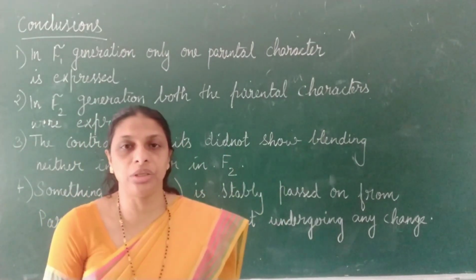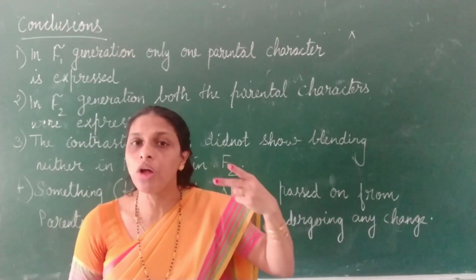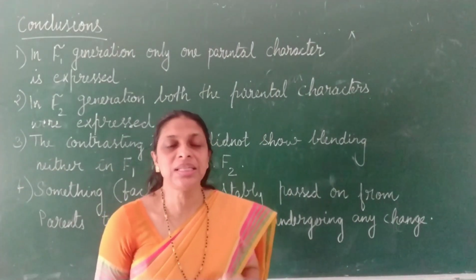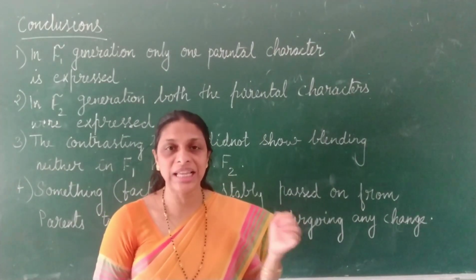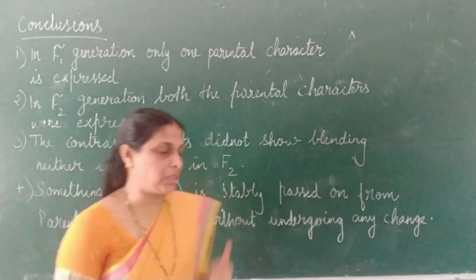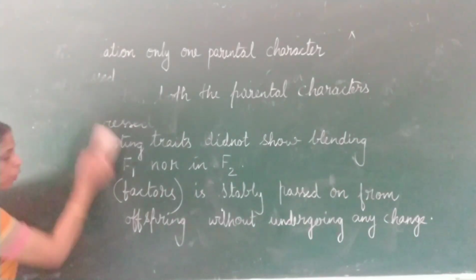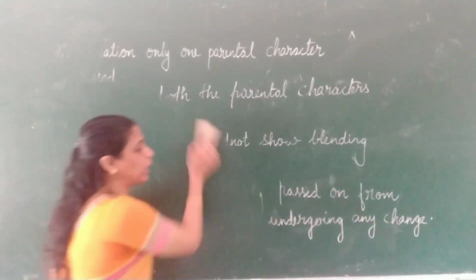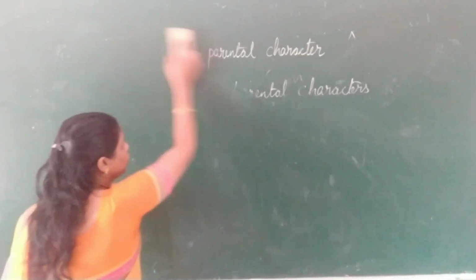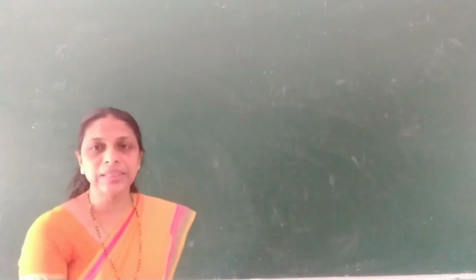From these conclusions, Mendel derived or proposed 2 important laws of inheritance. The first one, law of dominance, and the second one, law of segregation, also called as law of purity of gametes. So let's see those laws. So the first law is law of dominance. From the word itself, it's very clear. Now you must have understood what is dominance. Right. So dominant gene is the one which is expressed in the presence of the same gene also.